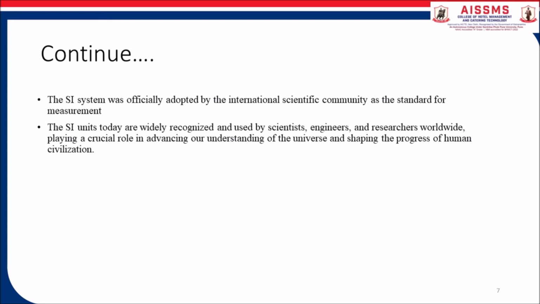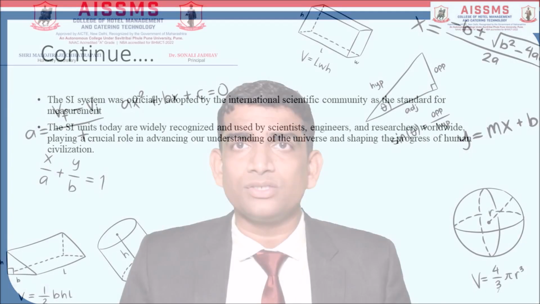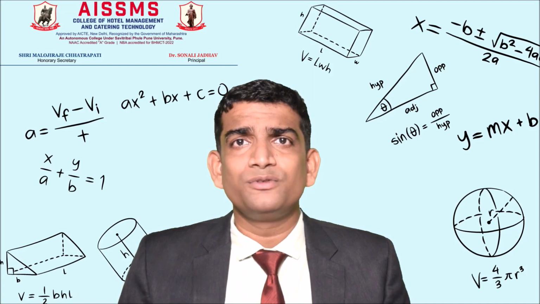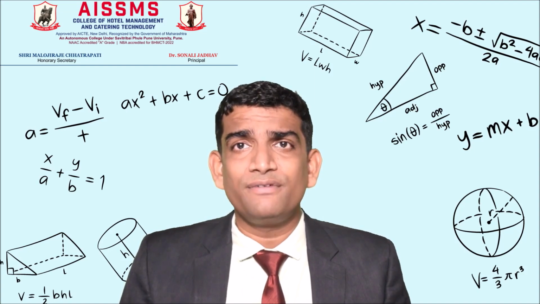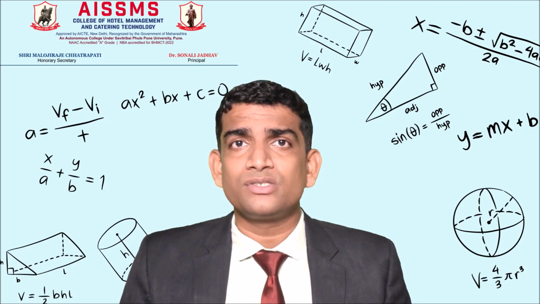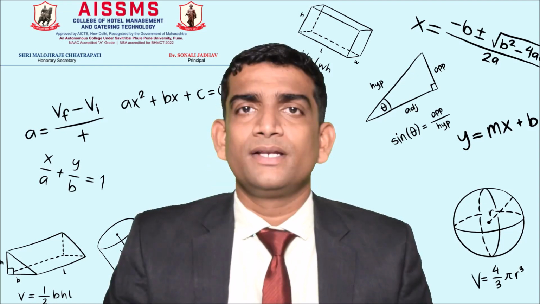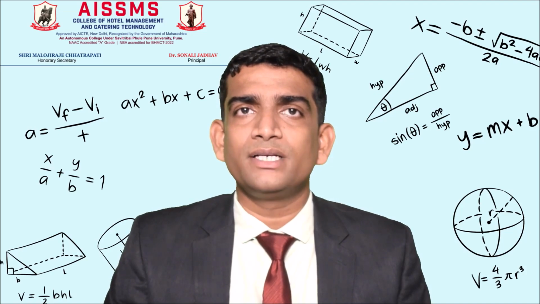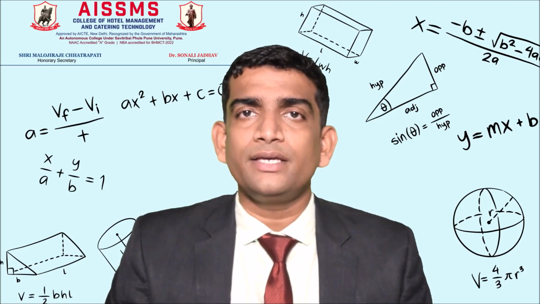Today, the SI units are widely recognized and used by scientists, engineers and researchers worldwide, playing a crucial role in advancing our understanding of the universe and shaping the progress of human civilization. This system of units consists of 7 fundamental units or quantities and 2 supplementary units or quantities. Now let us have a look at these 7 fundamental quantities with their SI units.